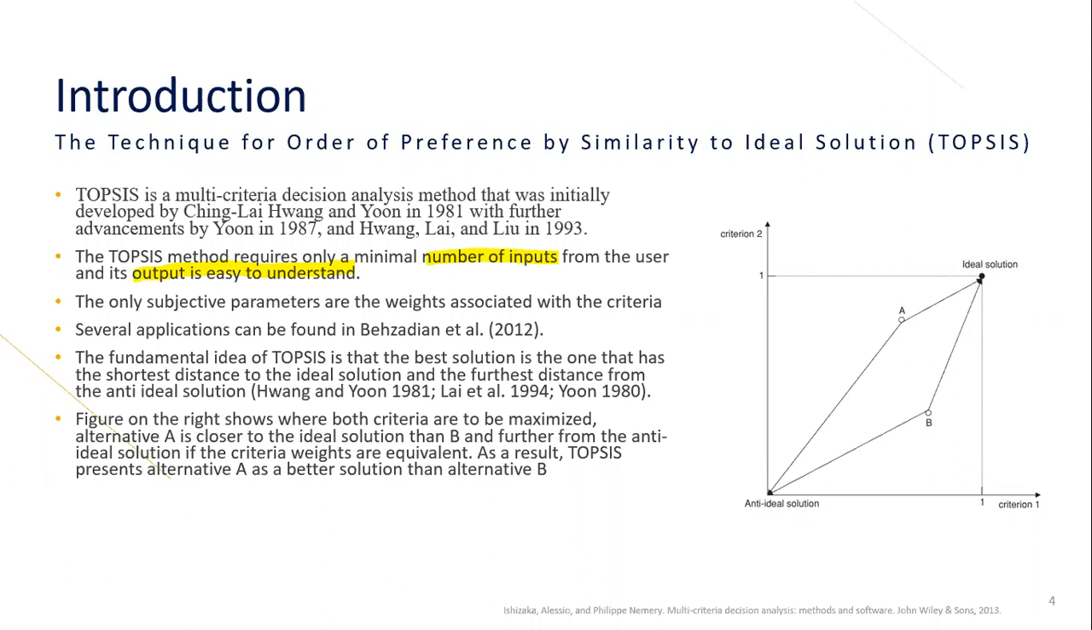Okay, and there are not many subjective parameters as well. Perhaps the only subjective parameter is the weight. This weight is similar to the one that we use in AHP, which is associated or correlated with the criteria. Okay.